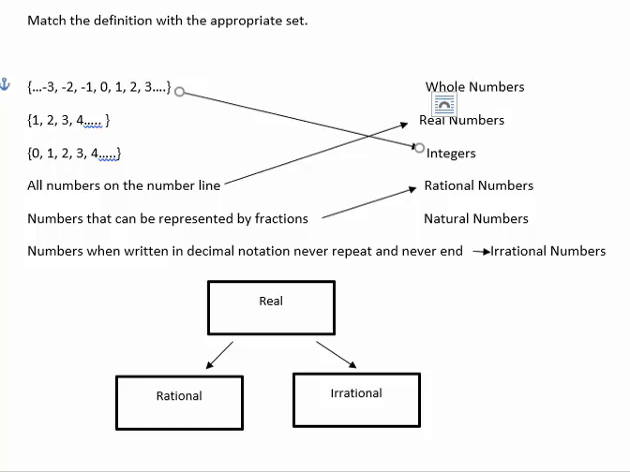Now, there are rational numbers that are not integers. For example, 1/2. It's a rational number, but it's not an integer. So we're going more and more specific. The next set below integers would be the whole numbers. They're basically the positive integers and 0. And then the most specific set would be the natural numbers, the counting numbers.